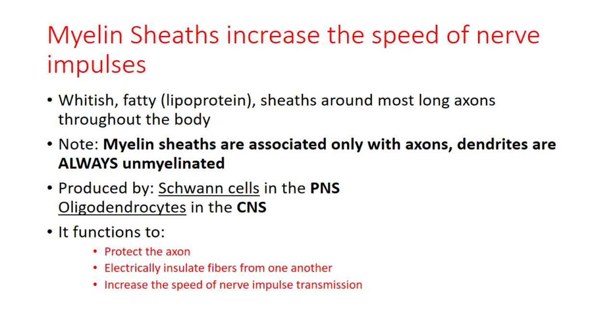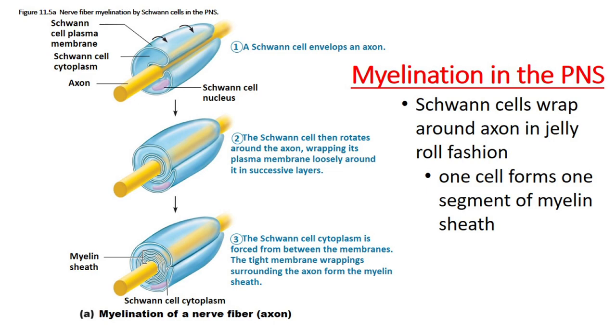Keep in mind that we've talked about the glial cells already that produce myelin. The Schwann cells produce myelin for axons in the peripheral nervous system, whereas oligodendrocytes produce myelin for axons in the central nervous system. Regardless of the cell that makes it, myelin sheaths protect the axon, electrically insulate it, and they're going to increase the speed of nerve impulse transmission. Again, that means makes action potentials faster.